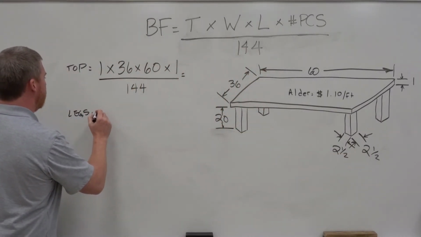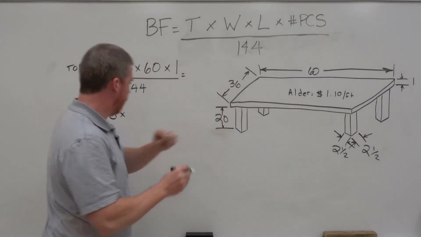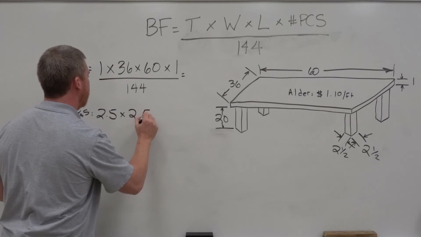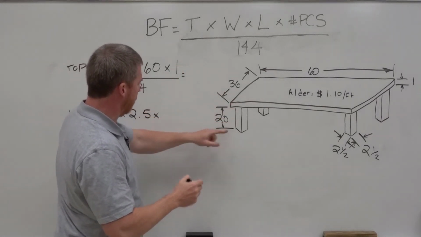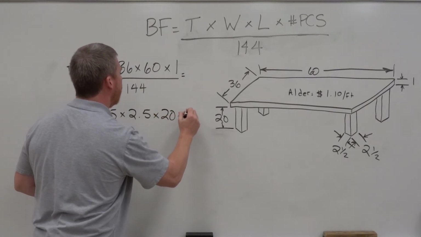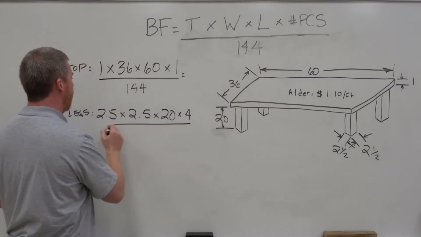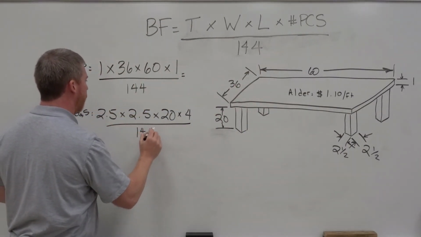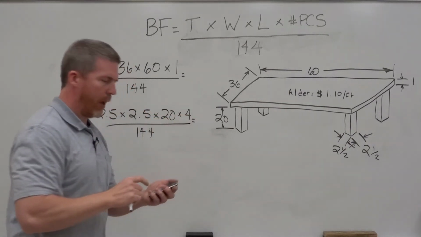So for thickness, we put 2.5. For width, it's the other 2.5. And my length is my 20. So from the underside of that to the leg, the bottom of the floor is 20. And there are 4 legs. Make sure, don't forget the 4. And divide all that by 144. So, chug out the numbers, and I'll write it down when I get it.